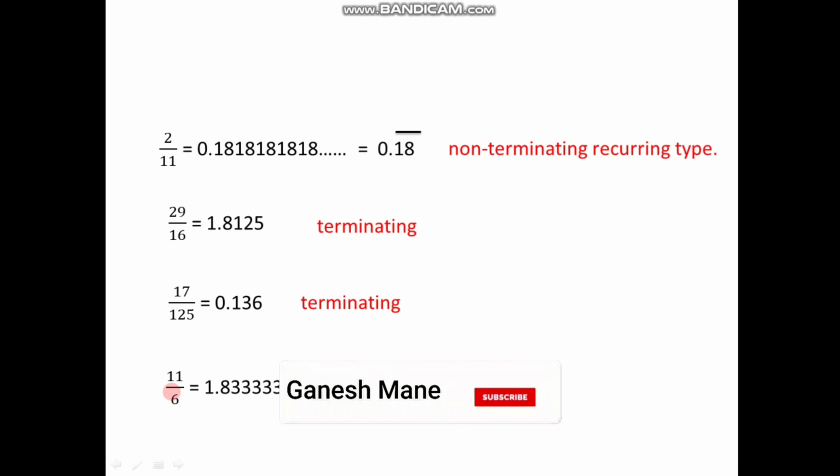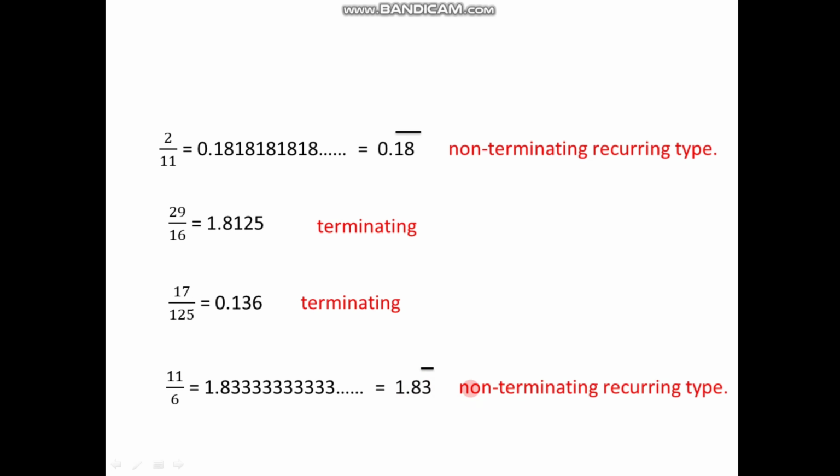Let us have another example. If we divide 11 by 6, we get 1.8333 and so on. So here, as we can observe, 3 is repeating again and again. In this case also, in 1.83, 3 is recurring. That's why it is represented as 1.83 recurring. So this form is also non-terminating recurring type.